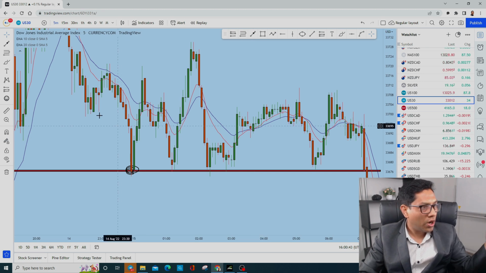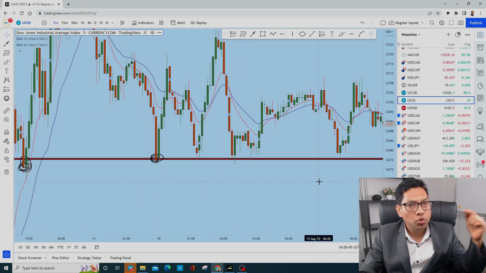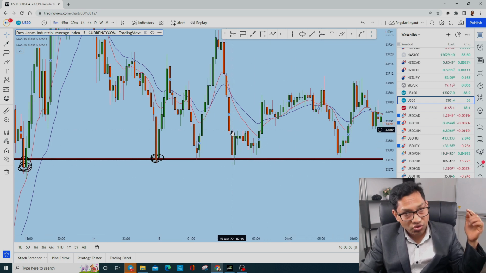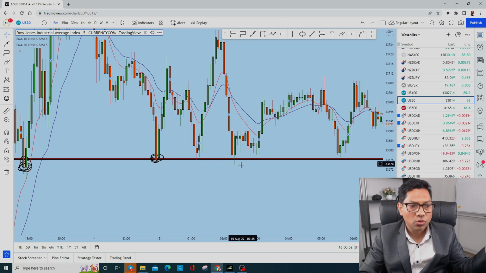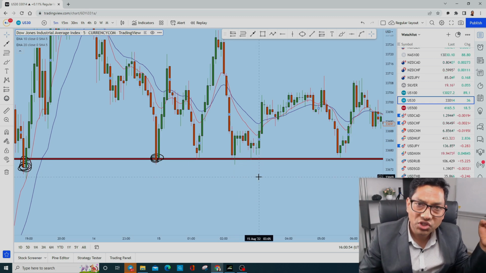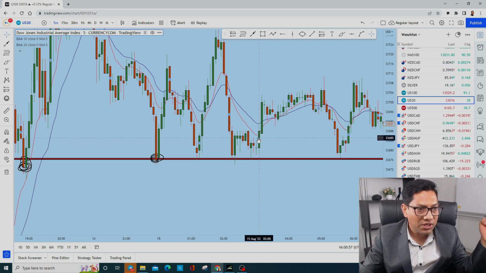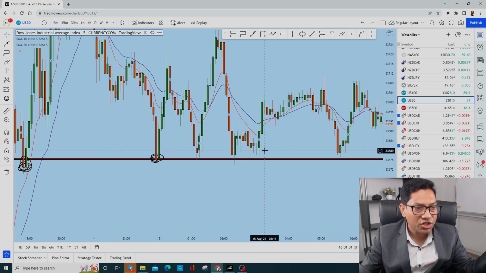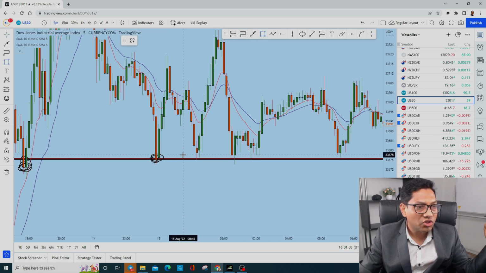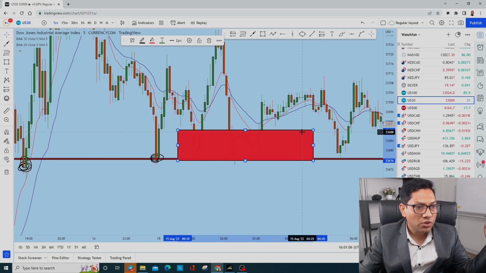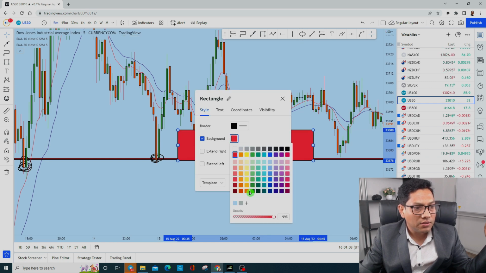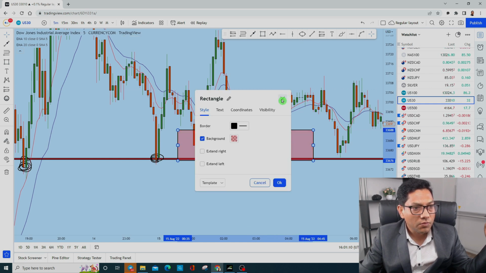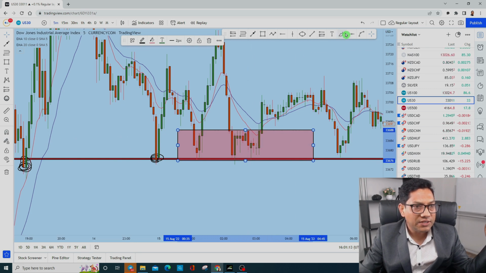Well done. So now when we found scenario 2, what is the criteria? Once we see that a structure is created instead of a rejection, we will be waiting for the breakout from this structure. We have seen that with this green candle, the price has broken out of this structure. So let's identify the structure. This is the structure and this is the neckline of this structure, okay.